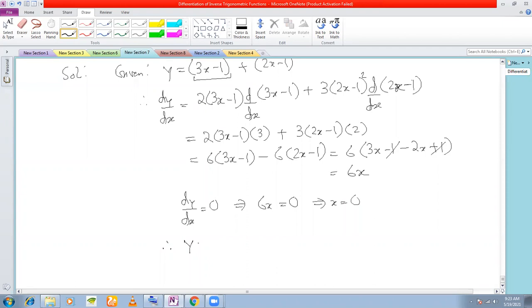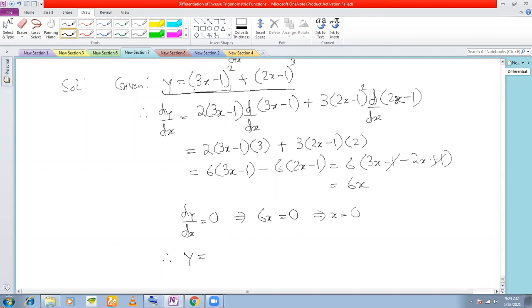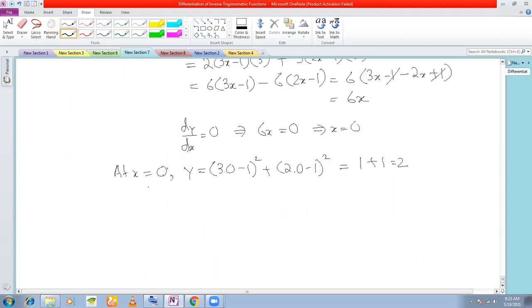So therefore, y is equal to, put it in the given equation. This is the equation of the curve, y equals (3x minus 1) whole square plus (2x minus 1) whole cube. So (3 into 0 minus 1) whole square plus (2 into 0 minus 1) whole cube, at x is equal to 0. How much? 2. Okay, 2. So you're getting only 1 point, right? The question is find the points on the curve, but you're getting only 1 point. So the required point is (0, 2). That's it.